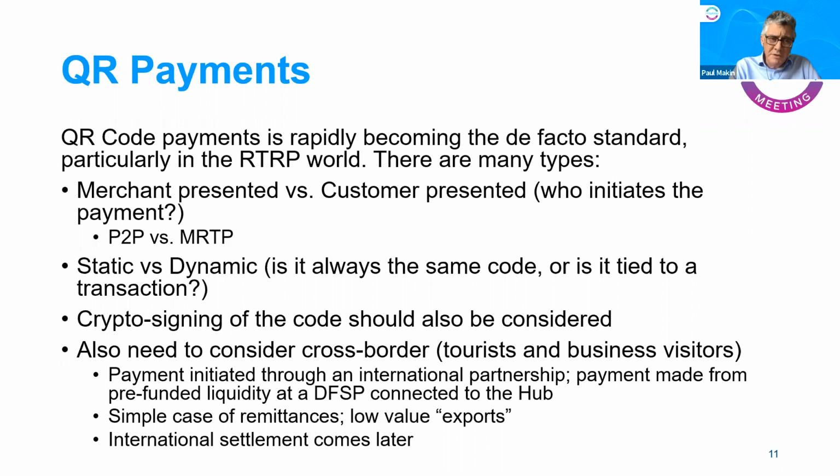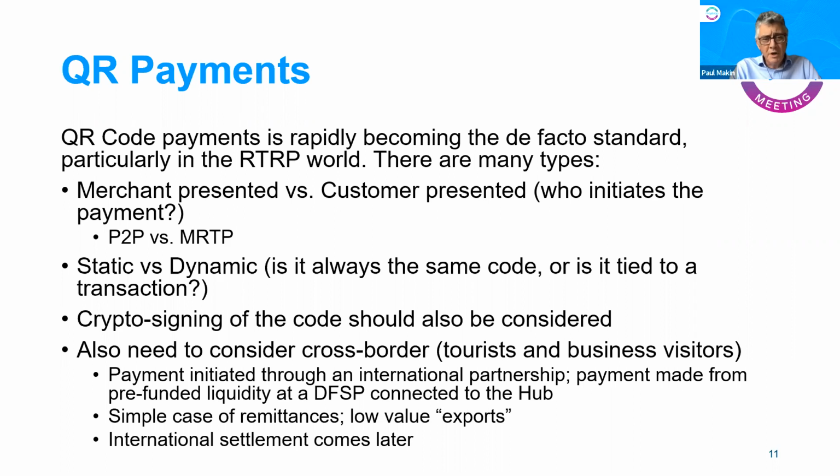There's static versus dynamic. So a static code just identifies the merchant. It doesn't identify anything else about the transaction. So you have to actually enter the transaction details, the value, etc. And you have to check that the merchant is the right name. If it's dynamic, then you can put all sorts of extra information in the QR code around the routing of the transaction, the value, a range of other things.